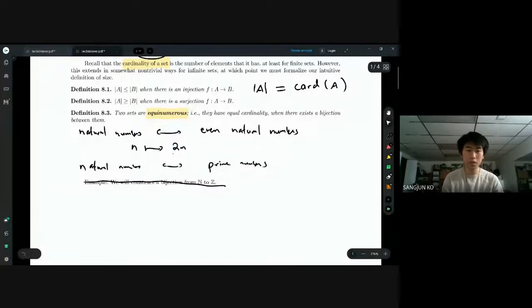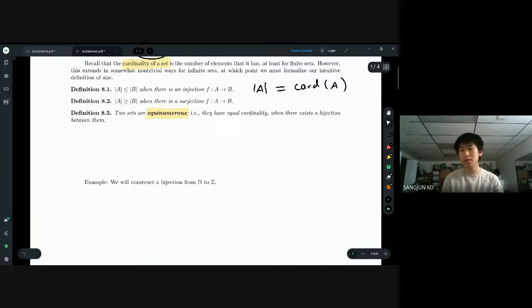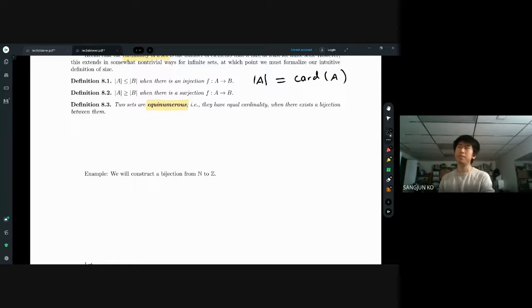So we're going to look at our first theorem of the day. There is a bijection from the natural numbers to the integers, and it's the same idea. The integers have the positive natural numbers, the negative integers, and 0. So the natural numbers are like half of the integers, kind of. But as it turns out, they are equinumerous.